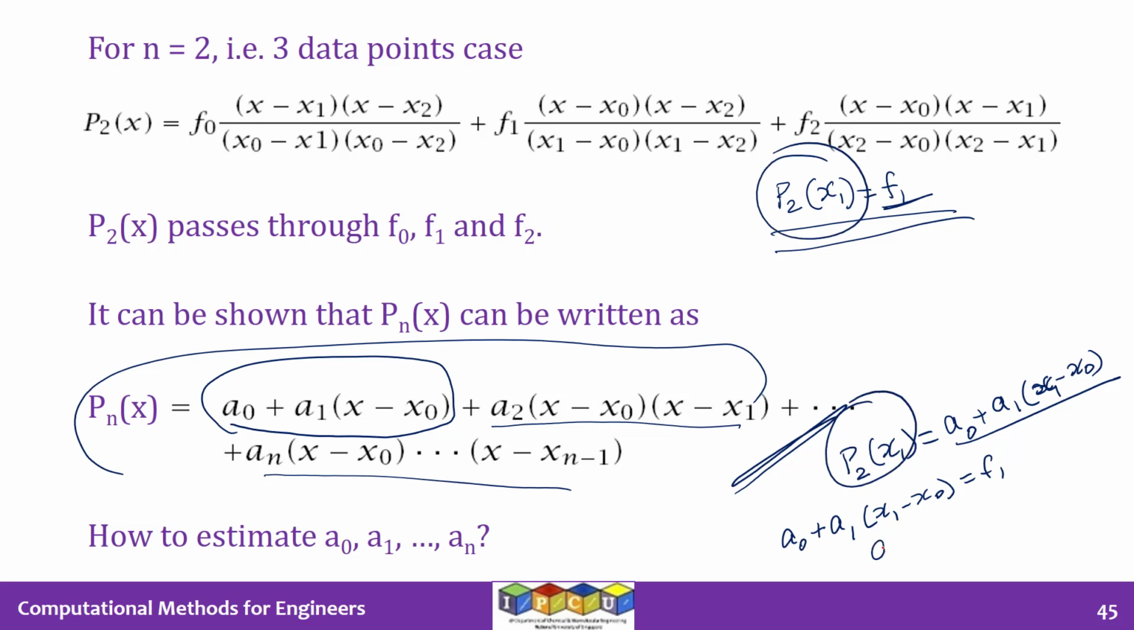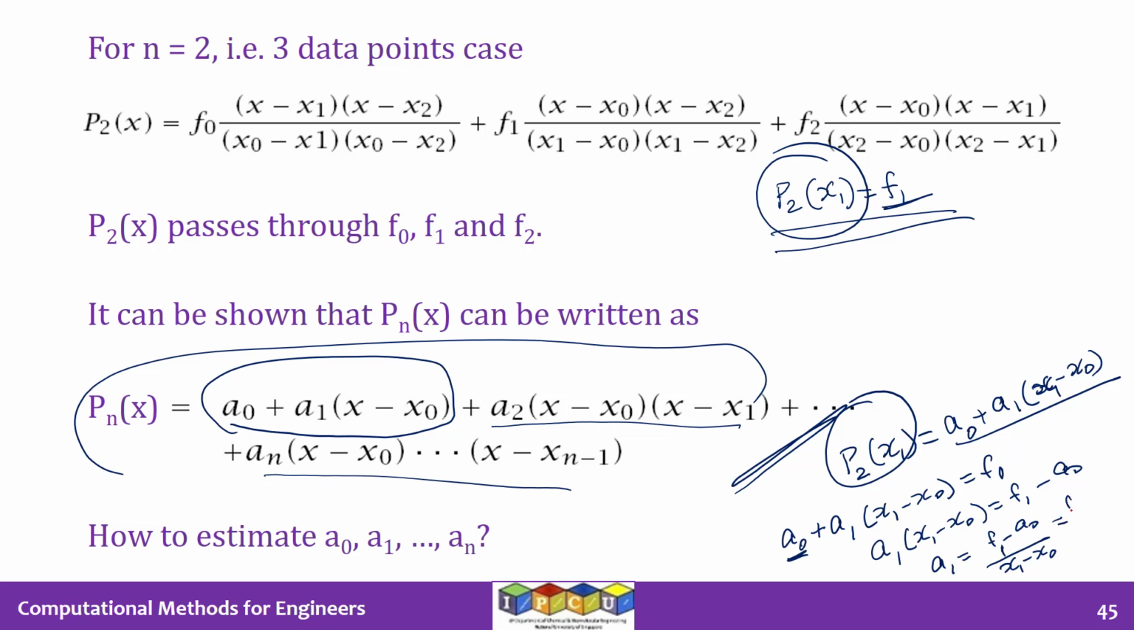So we are going to get a1 times (x1 minus x naught) is equal to f1 minus a naught. So this a naught goes to the other side. So you're going to get f1 minus a naught, and therefore a1 is going to be equal to (f1 minus a naught) divided by (x1 minus x naught). And we already know that a naught is nothing but f naught.